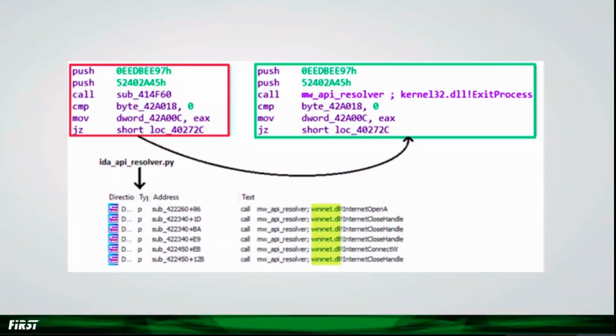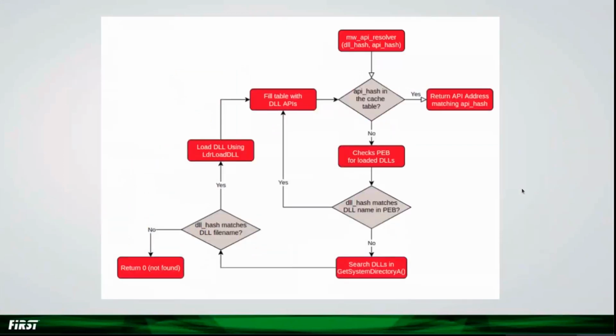Summarizing, that's how Dridex hides its API calls. It will first check on a table that it builds in memory for the API hash passed as an argument. If not found, it will check the process environment block for the loaded DLL to populate the same table. If it's still not found, it will search the system directory for the DLL by the file name.